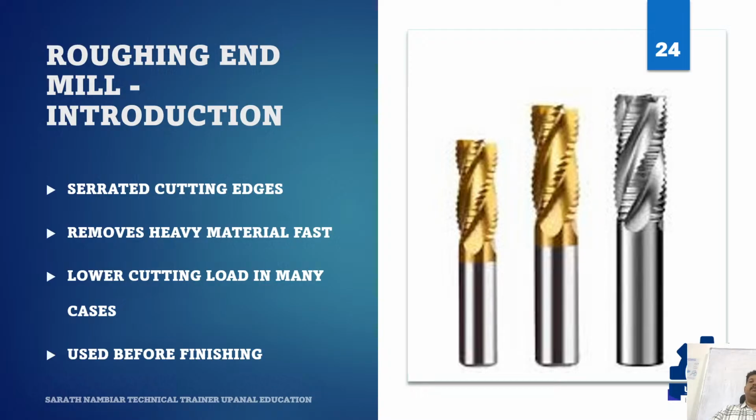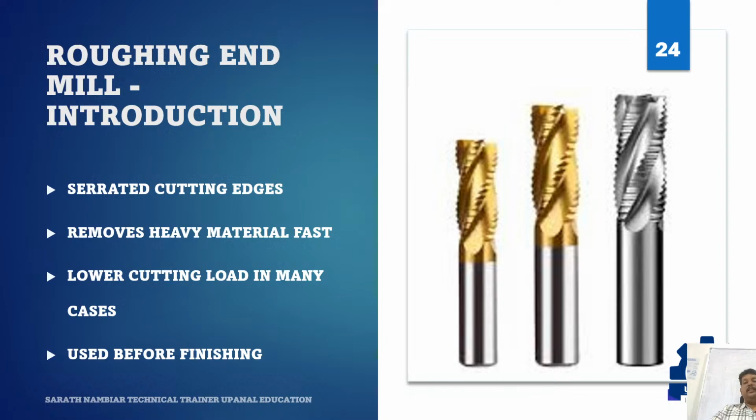Next is the roughing end mill. This is a tool built for hard work. This tool often has serrated or wavy cutting edges. Some people even call it corn cob style due to the appearance. Why are there these teeth-like edges? Because they break chips into smaller pieces and reduce cutting load in many operations.